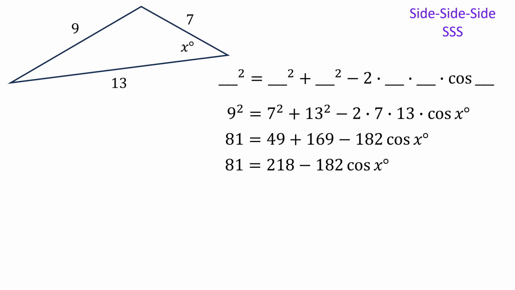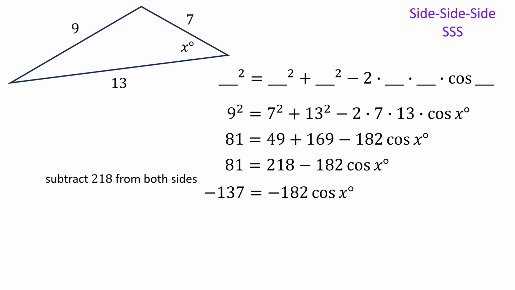And in order to solve for x, we have to isolate the cosine. First, let's subtract 218 from both sides. Then to isolate the cosine, let's divide both sides by its coefficient.